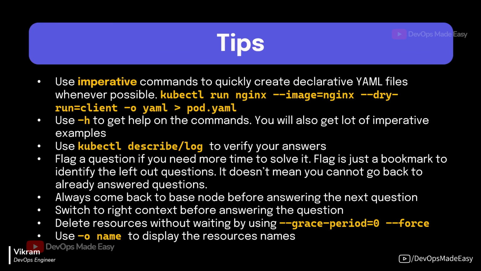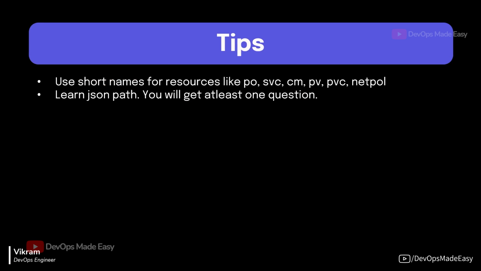Flag a question if you need more time to solve it, so that you can come back to that question at a later point. And if any resource is taking more time to delete, you can force delete it using the options --grace-period=0 and --force. And let's say they ask you to get all the namespaces and write them to a file, and they only ask you to take out the name. There is an extra option called -o name, similar to -o wide and -o yaml. So -o name is also available for you. And try to use short names like po, svc, cm for config map, pvc for persistent volume claim. And for network policies, you can use netpol.